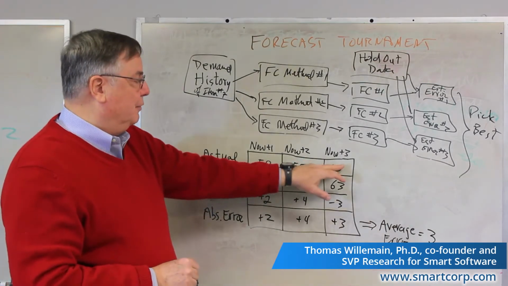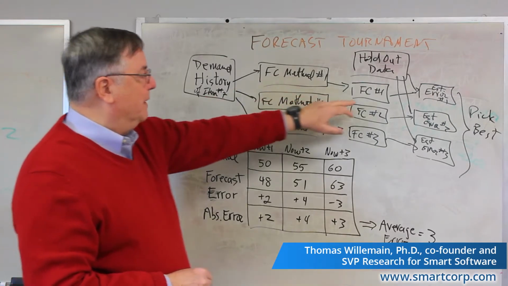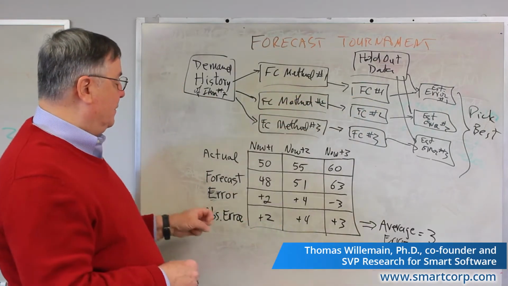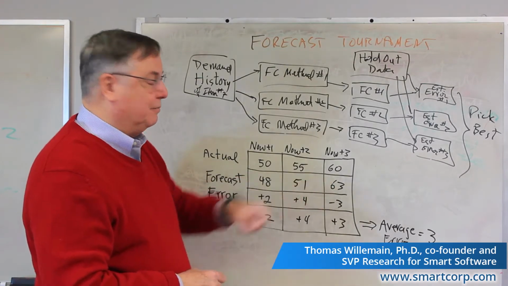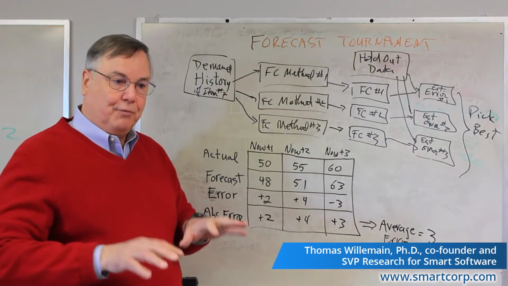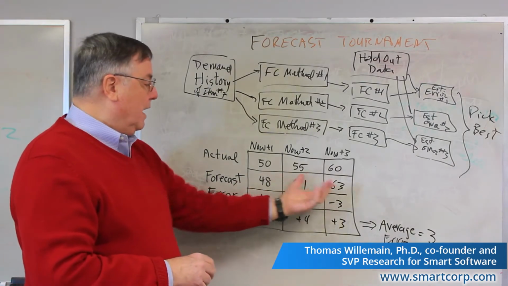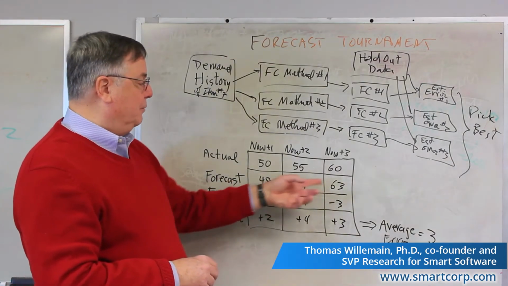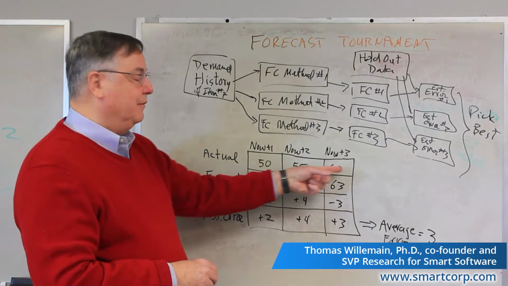So here is the truth from the holdout data, and then a particular method would make forecasts, and this particular method forecasted a 48, and then a 51, and then a 63. So it was forecasting some sort of increasing demand. But how do we assess 48, 51, and 63 compared to the truth, which was 50, 55, and 60?